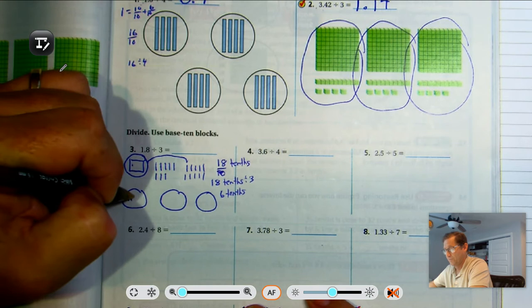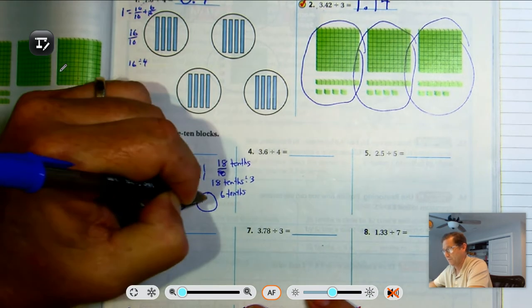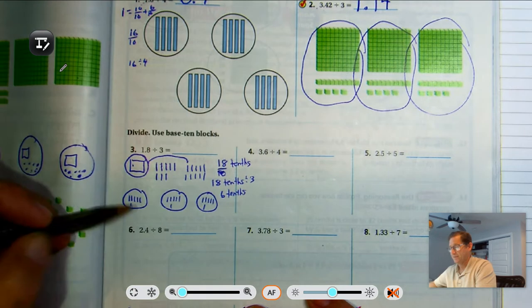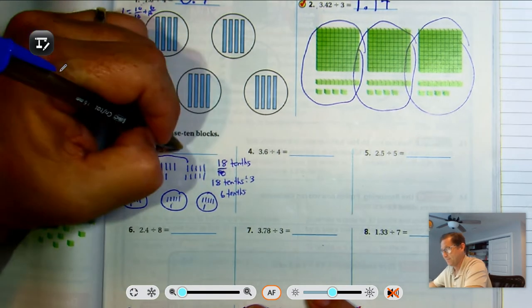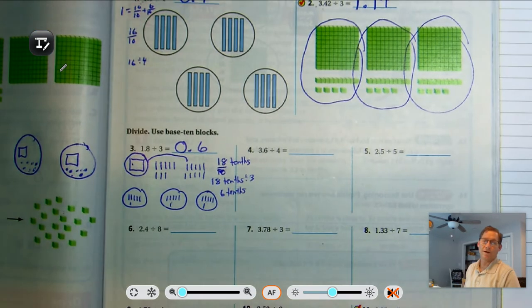So 1, 2, 3, 4, 5, 6. 1, 2, 3, 4, 5, 6. 1, 2, 3, 4, 5, 6. 6, 12, 18. So 1 8/10 divided by 3 is 6 tenths.